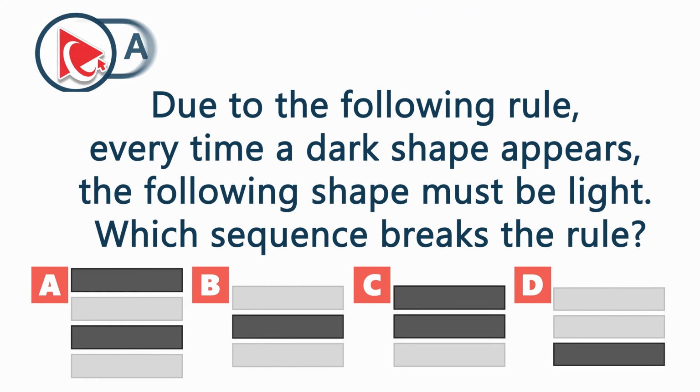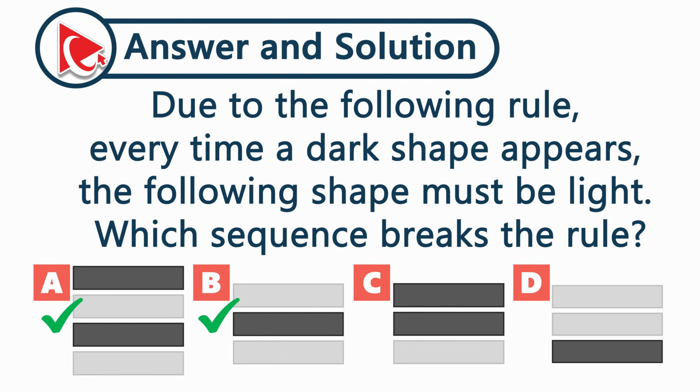Look closely through each sequence. A and B follow the rule. D ends with the dark shape, no problem. But C starts with the dark shape and then another dark shape. That is the rule breaker. That's why C is the correct answer. 2 dark shapes in a row? Can't have that. Keep it light after dark.